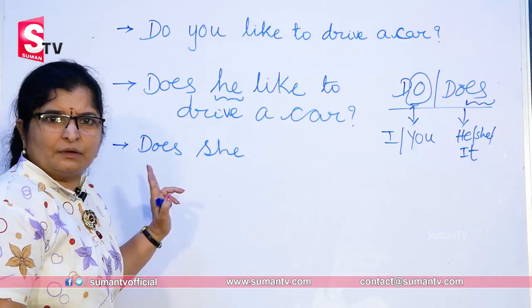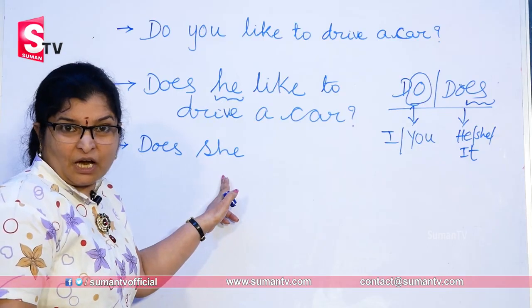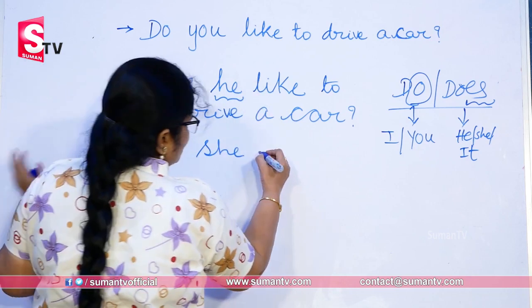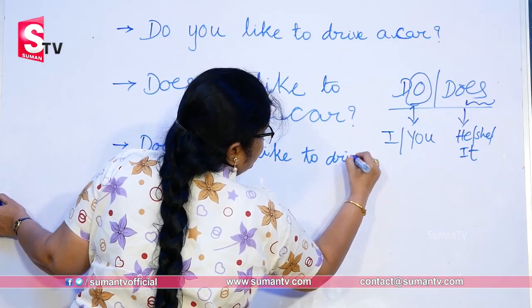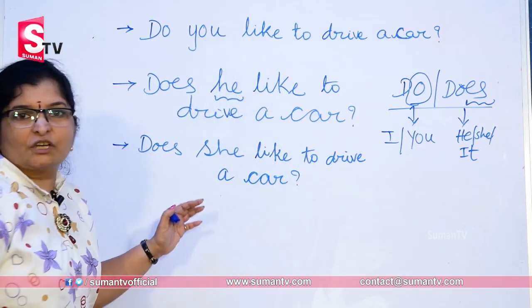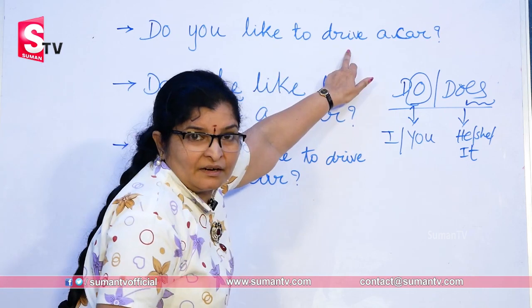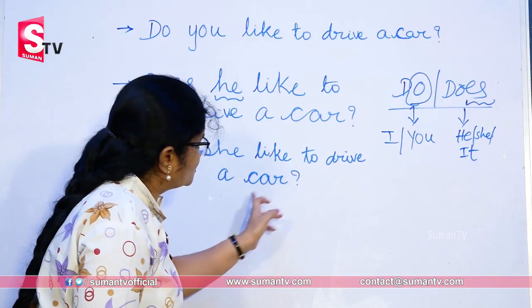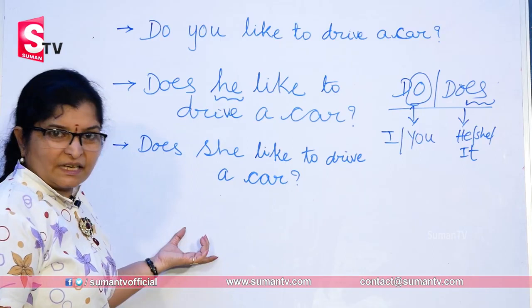Why not I used do here? Because we used third person singular subject pronoun. Am I clear? Yeah. Does she? And the rest of the sentence is carry forward. Like I'm taking the same example because you can have much more clarity when we are using it. So do you like to drive a car? Does he like to drive a car? Does she like to drive a car? Right viewers, am I clear here? Once again, can I repeat?